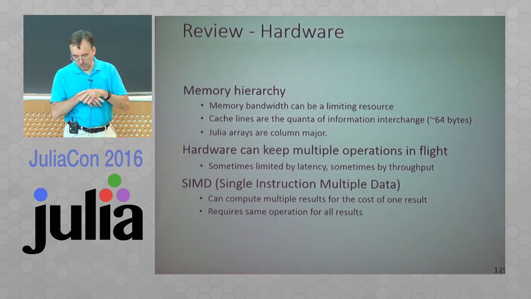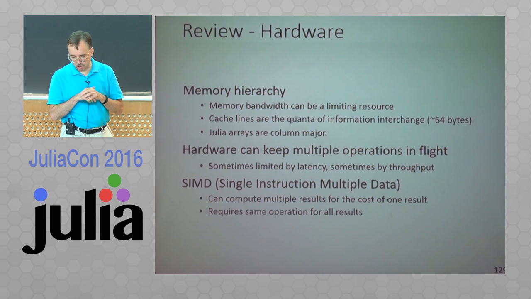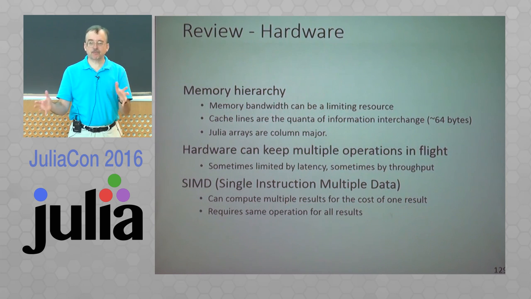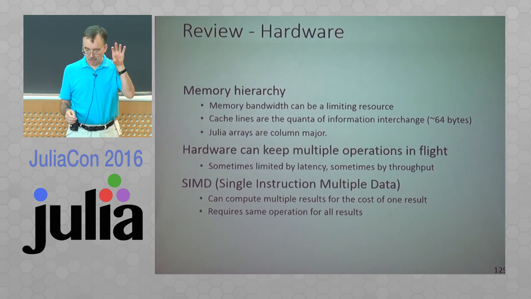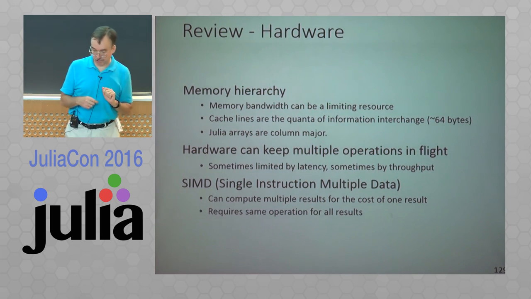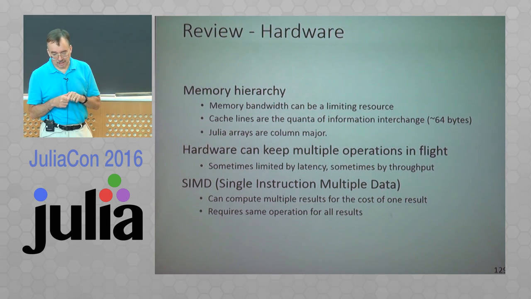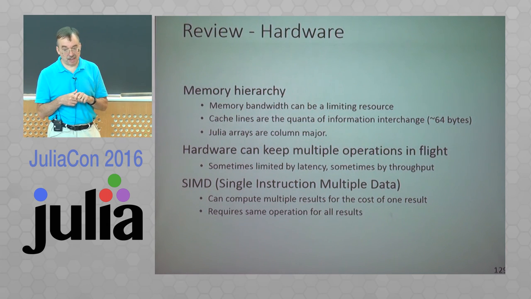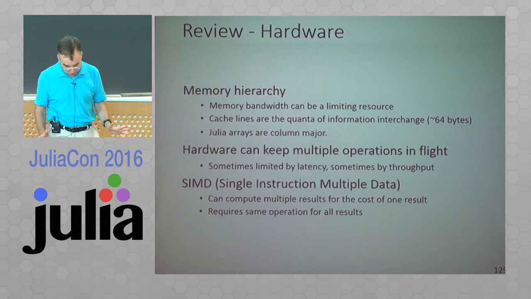So just to review here, in the memory hierarchy, memory bandwidth can be a limiting resource. Cache lines are the quanta of information moved from main memory to the machine. So a cache line in Julia is going to be consecutive elements in a column of a matrix. Julia arrays are column major, just like Fortran, not like C, not like C++, not like ALGOL.